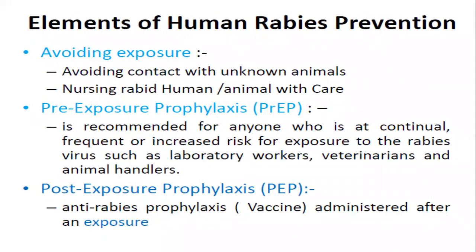As far as human rabies prevention is concerned, there are three measures. First, what we can do is avoid exposure; second is pre-exposure prophylaxis; and third is post-exposure prophylaxis.